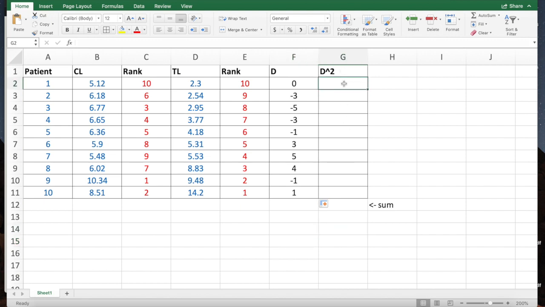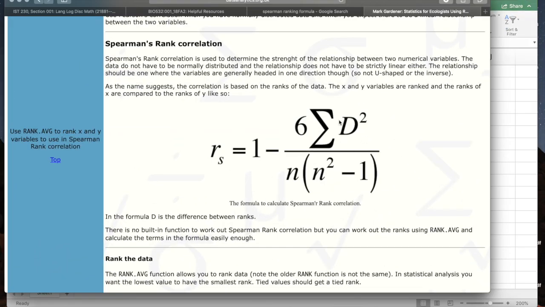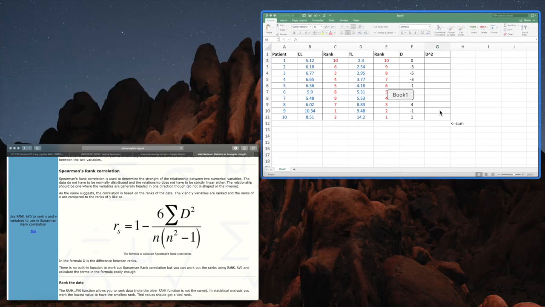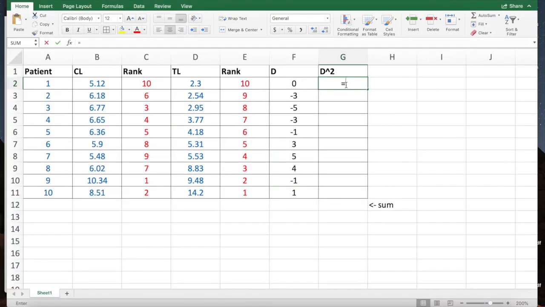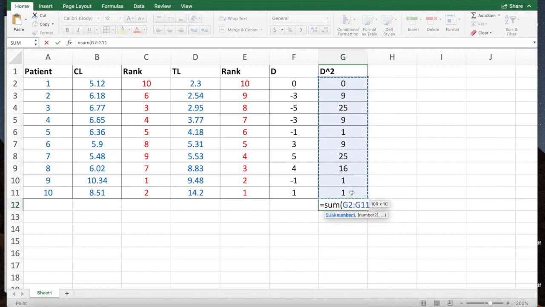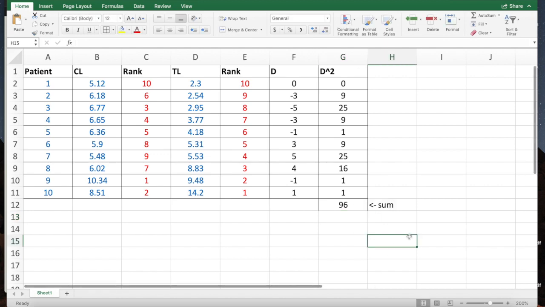They work out. Now, we're basically going to square them in this last column because in our formula, we need to take the sum of all the differences squared. So let's do that: equals this squared. Obviously, we get the same thing. 0 squared is 0. When I drag it all the way down, those are my differences squared. Now I want the sum of all of these together, and I get 96 as my sum. All right, so that's my sum.